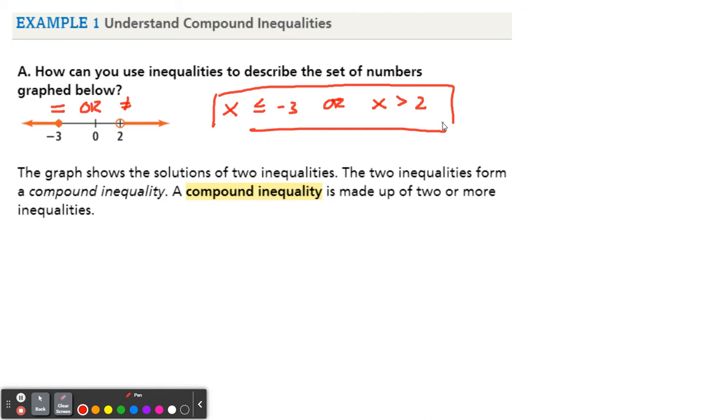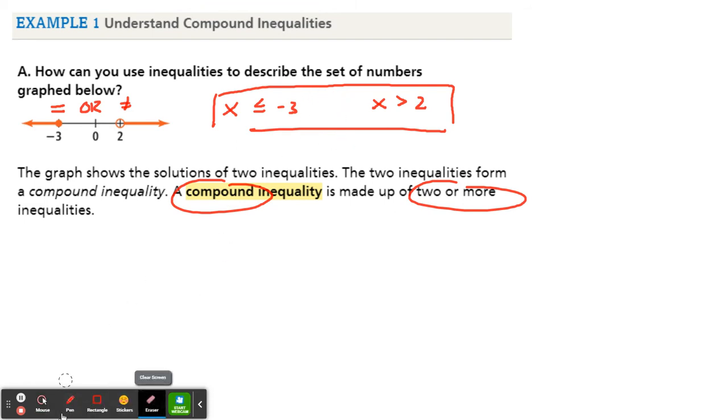So again, as you can see, the graph above shows the solution of two inequalities. These two inequalities form a compound inequality. And as I said, a compound inequality is just two or more inequalities. Now, I do notice that I did not use a capital or, I just used a lowercase or. That's probably more appropriate because that's what you'll see. But I like to emphasize or. Okay, so that's the word or.